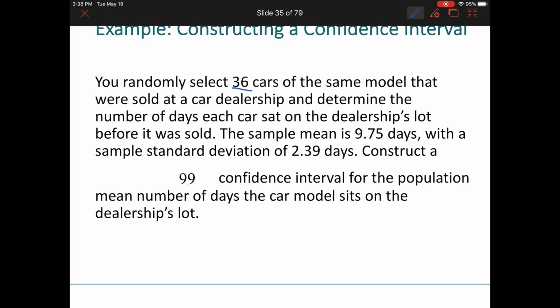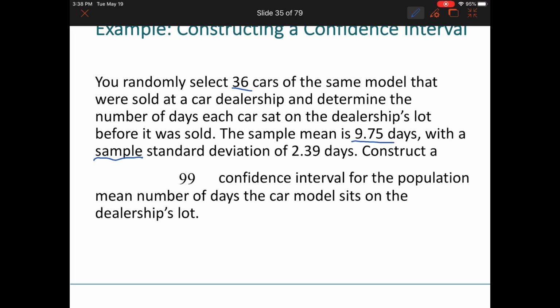Next example, we pick 36 cars. That number is bigger than 30. We're okay with the normality part. They're the same model that are sold at a car dealership, and we determine the number of days each car sat on a dealership's lot before it was sold. That's something I hadn't really thought about before, but when you buy a car, whether it's used or new, it probably has been sitting there for at least a day, maybe even a lot longer than that. Might be interesting to know that, but I'm not sure if you can find that out.